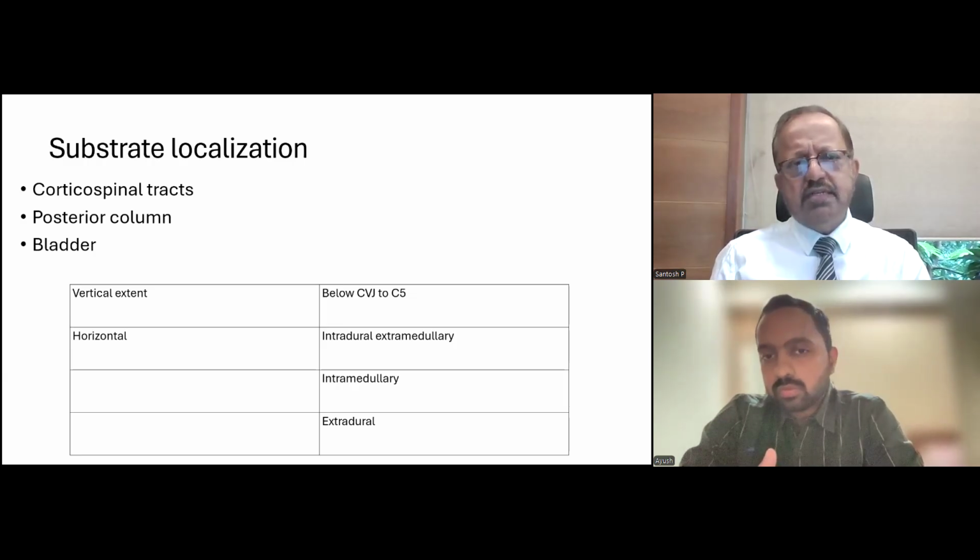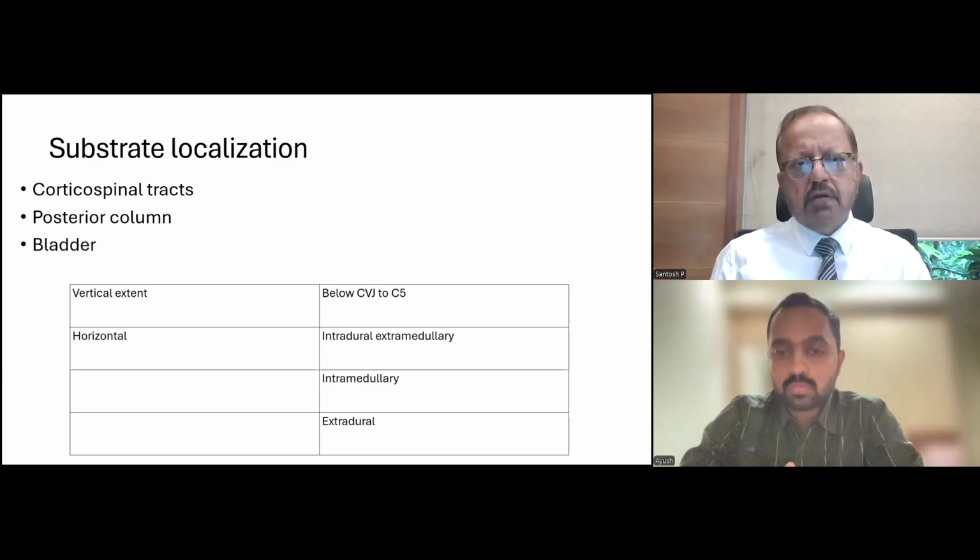Not necessarily, Ayush. Sorry to interrupt you. You would have seen many cases of atlantoaxial dislocation. Those patients don't present with lower cranial nerve involvement. So it is not that CVJ involvement has to mean that lower cranial nerves have to be involved. Yes, sir, agreed.